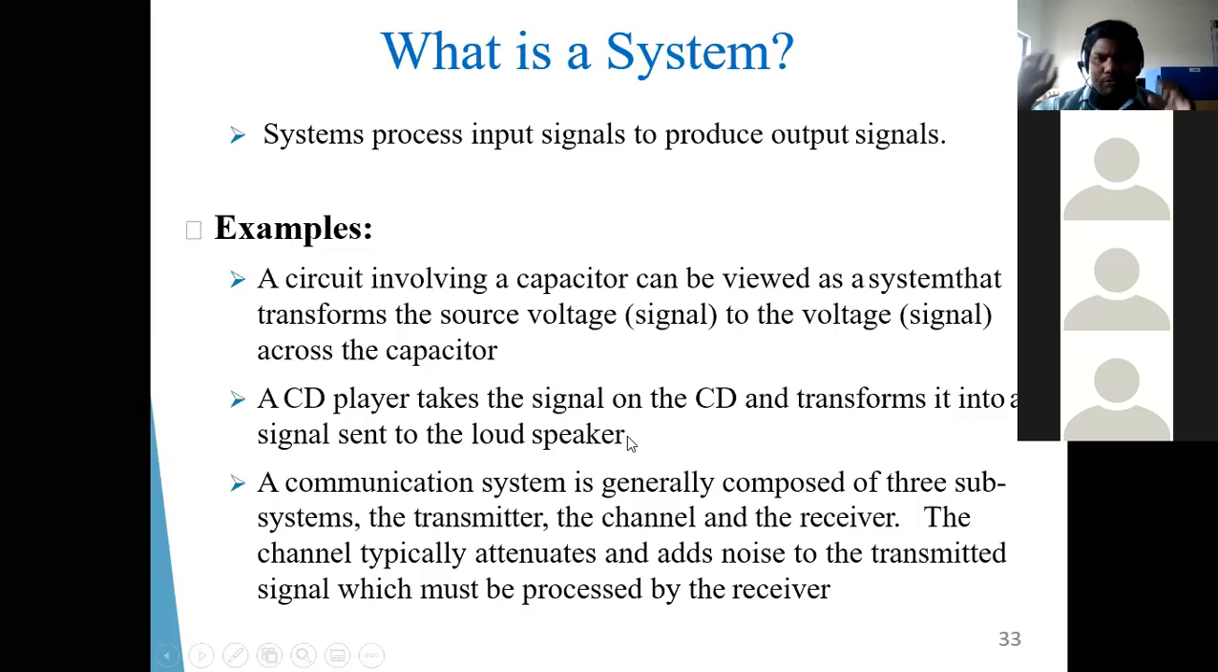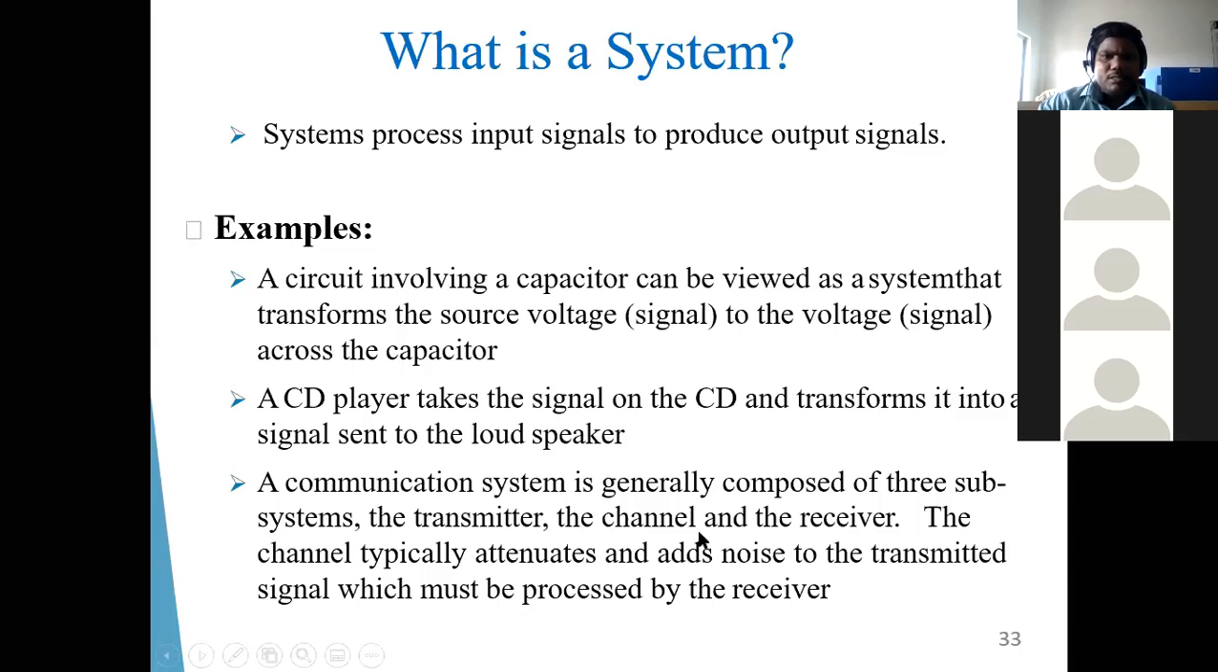So what you have to observe is that a CD player takes the signal on the CD and transforms it into a signal sent to the loudspeaker. So the signal will be available loudly at the output side. The loudspeaker is nothing but an output device, and the input device is a CD player. So it provides a large amount of voice signal at the output.